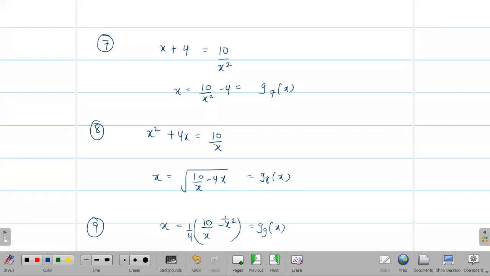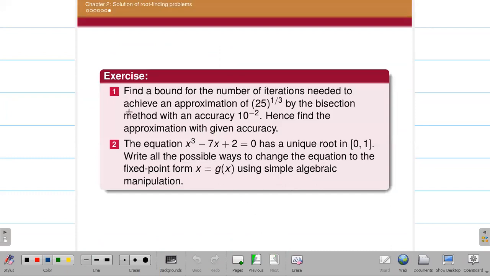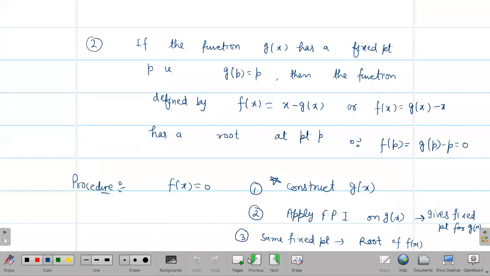Actually, time is over. So we will do it later. Ma'am, could you please show the procedure? Which one? Ma'am, procedure. Yes, yes, sure.